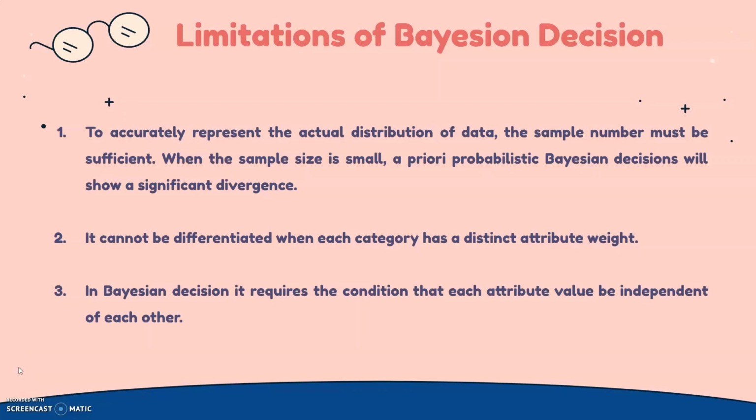Now I present the limitations of Bayesian decision. First, to accurately represent the actual distribution of data, the sample number must be sufficient. When the sample size is small, the a priori probabilities in Bayesian decision will show a significant divergence. Second, it cannot differentiate when each category has a distinct attribute weight. Thus, Bayesian decision requires the condition that each attribute value be independent of each other.